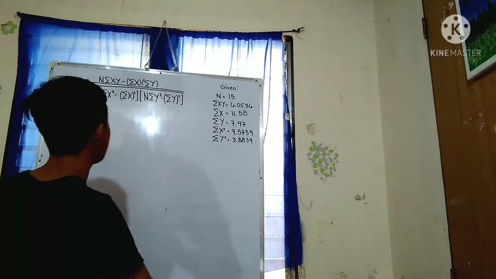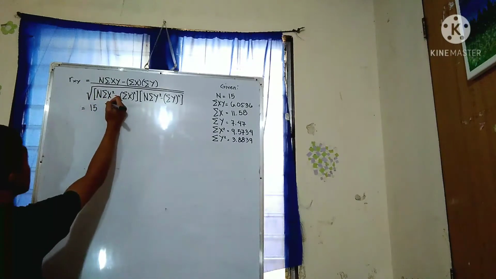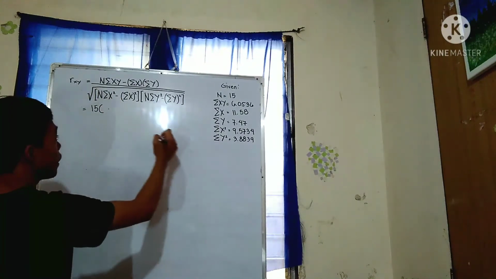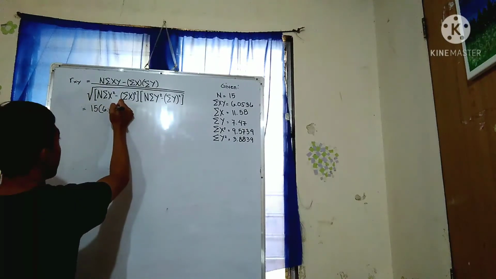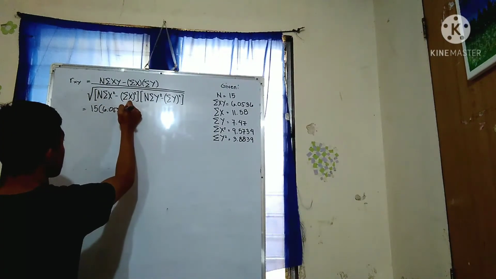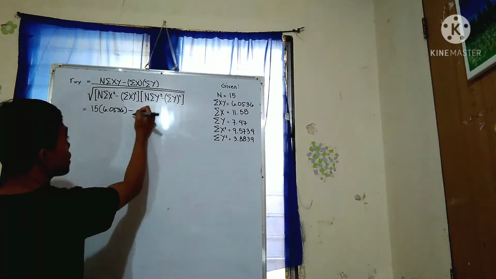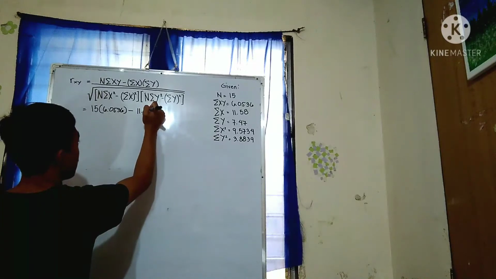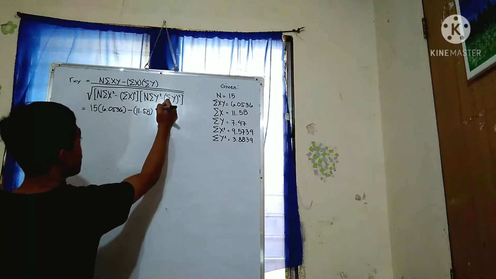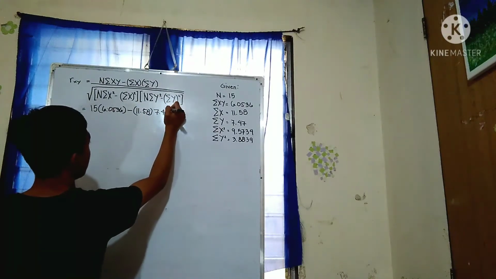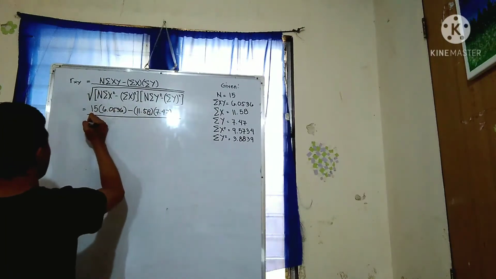So our n is 15, times the summation of xy, which is 6.0536. Copy minus the summation of x, which is 11.58, times the summation of y, which is 7.47, over, then you will copy the square.